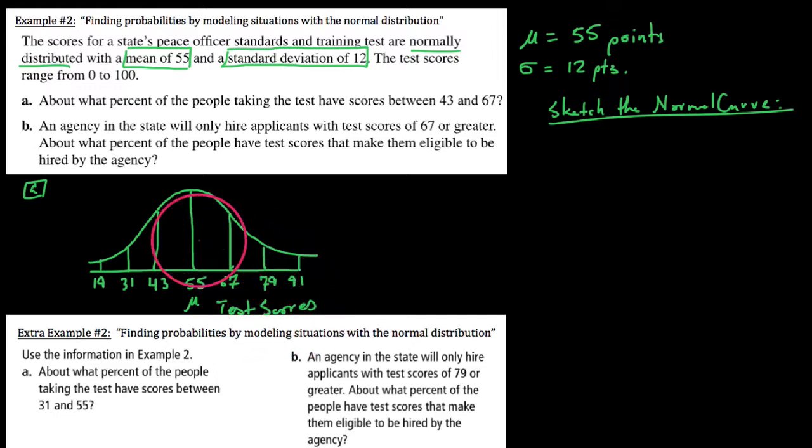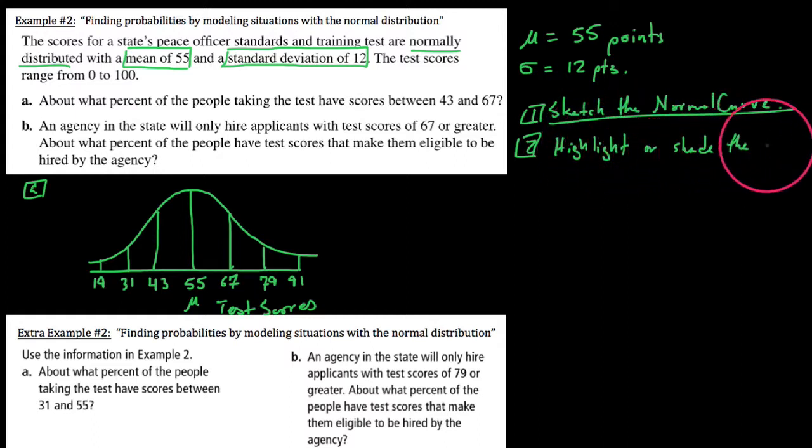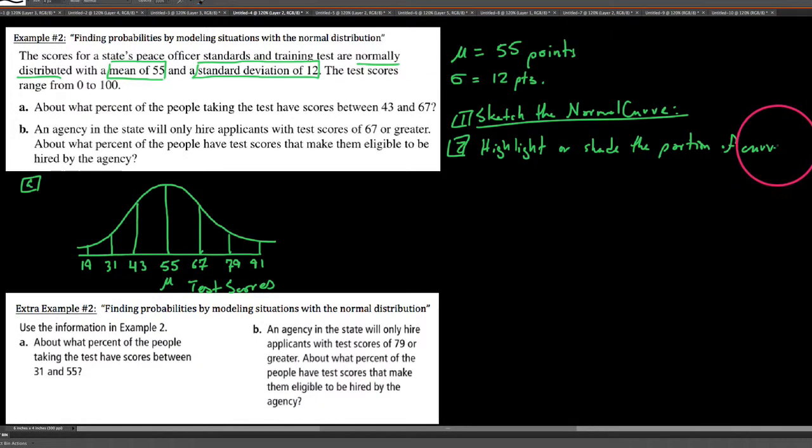So to answer questions on parts A and B, let's read the question first of all. It says, about what percentage of the people taking the test have scores between 43 and 67? So the thing we're going to do here is this. After we've sketched the normal curve, then what we're going to do is highlight or shade the portion of the curve between the critical values, critical x values.